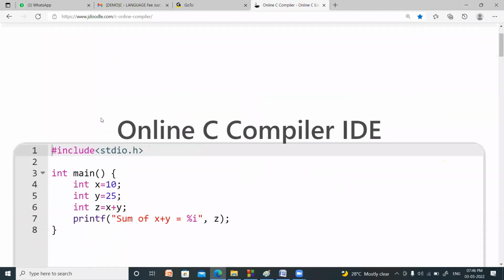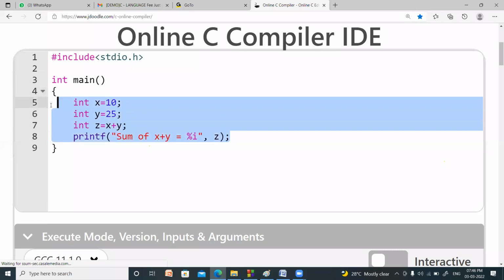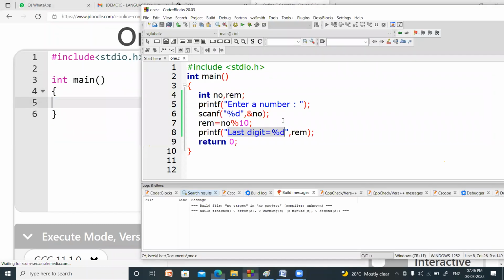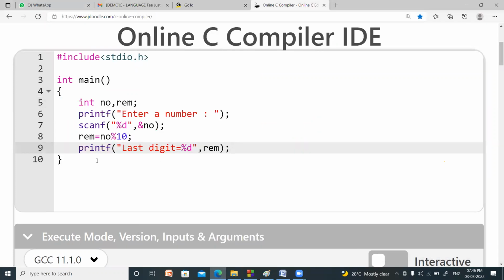Here you have to type your code inside this program. Now I will copy the code from there. It is the code now, and I am copying it here.